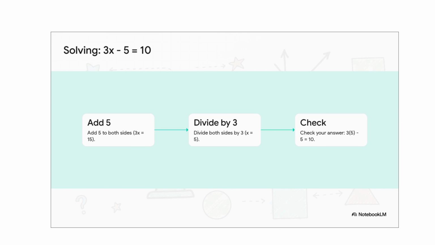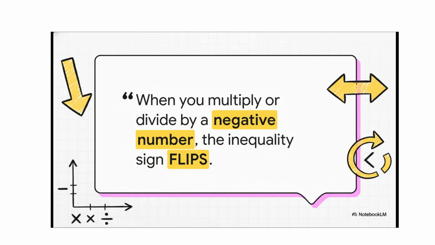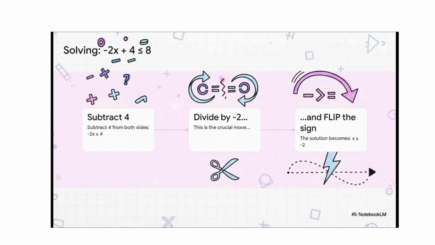And yep, it works. Okay, now, what's really interesting about this slide is that it's probably the number one mistake people make with inequalities. This is the golden rule you have to remember. If you ever multiply or divide both sides of an inequality by a negative number, you absolutely have to flip the sign. It just completely reverses the whole relationship. Let's watch that flip happen in real time.